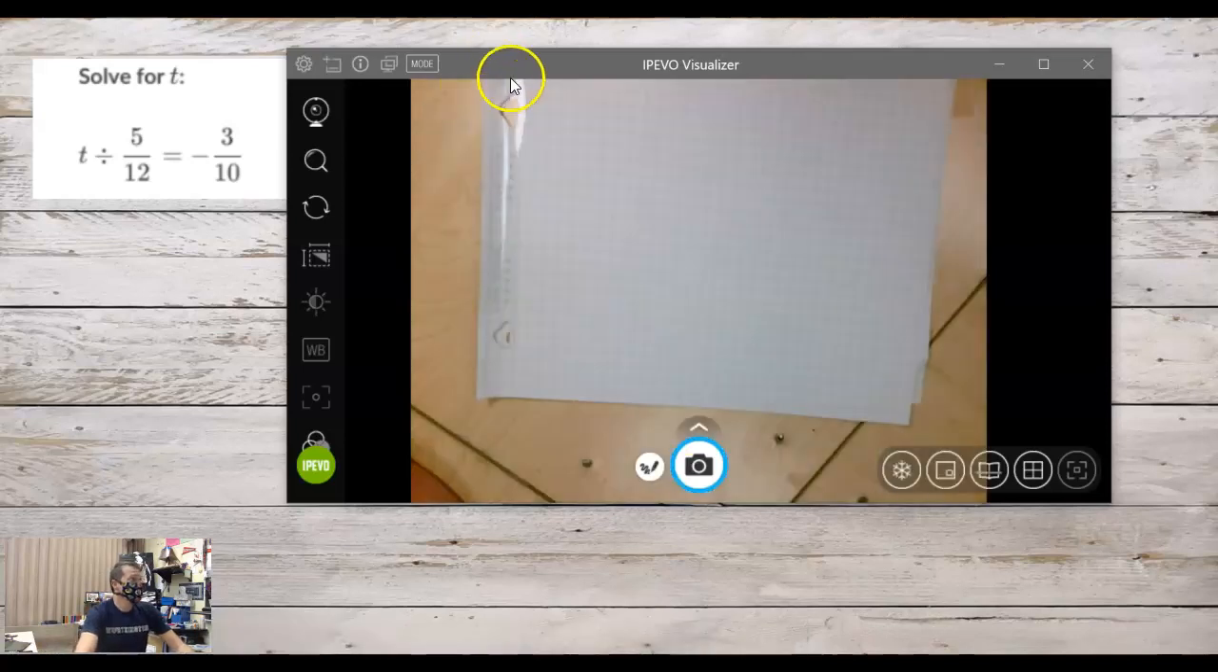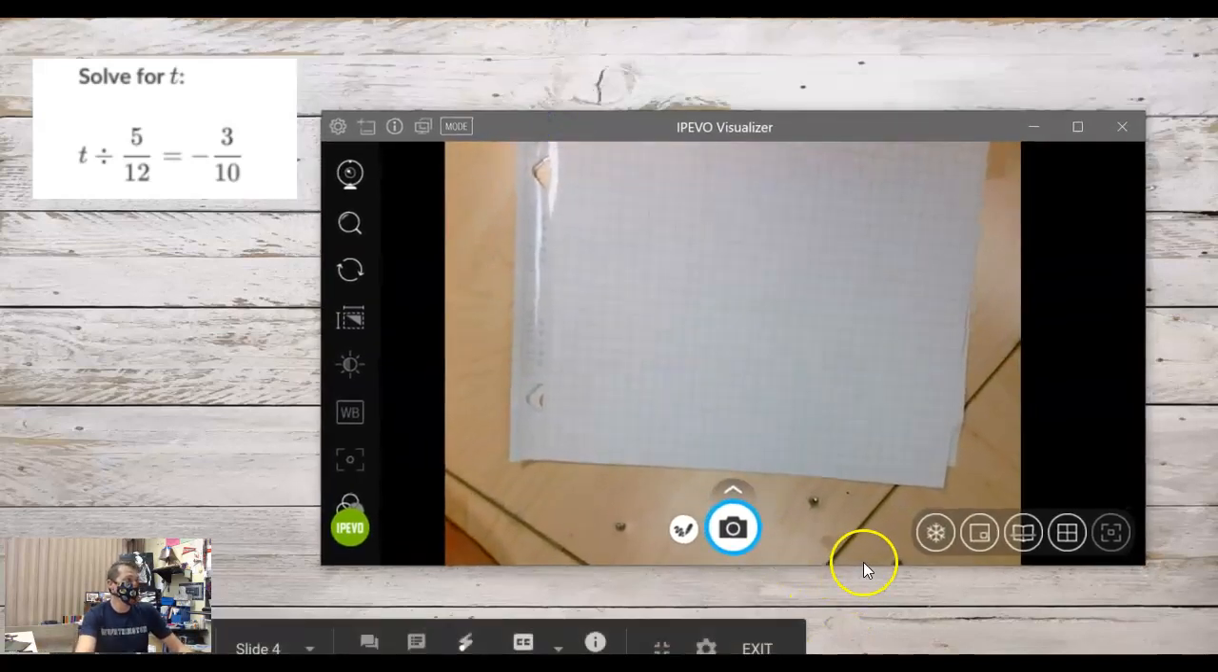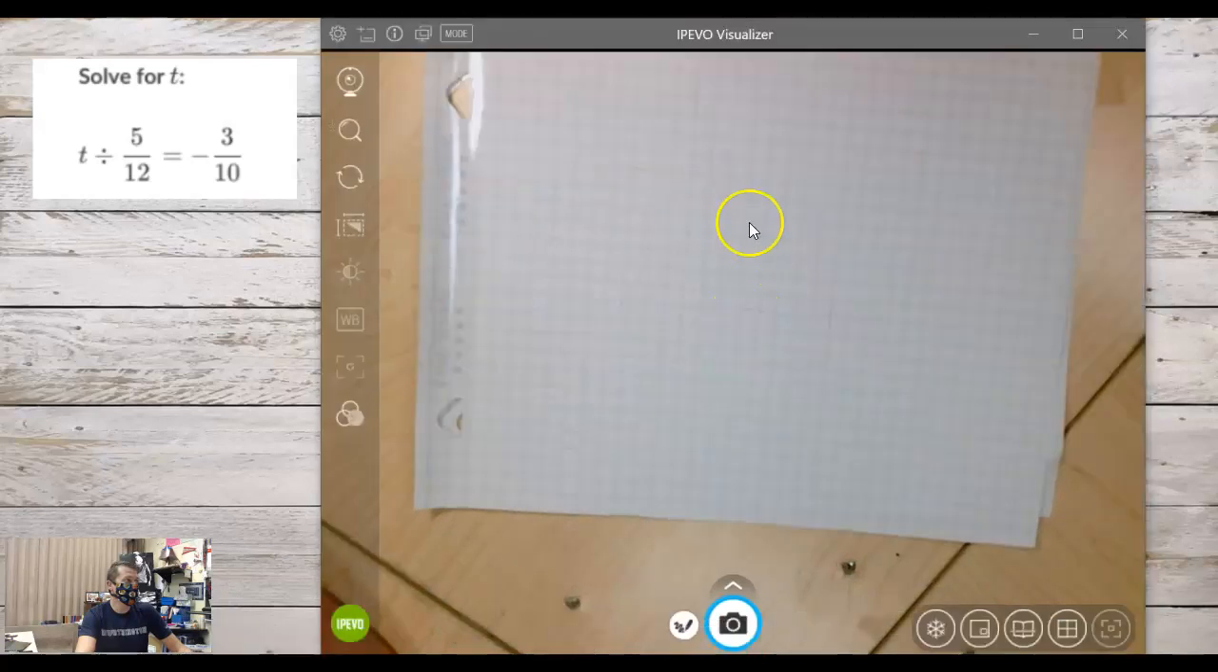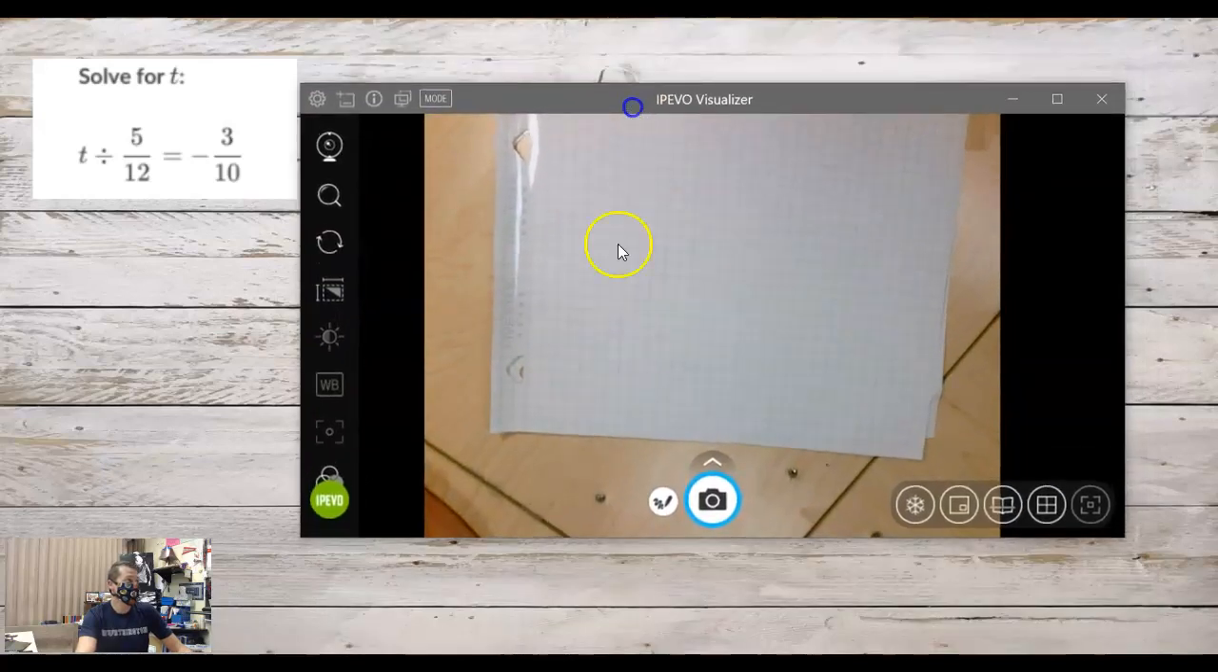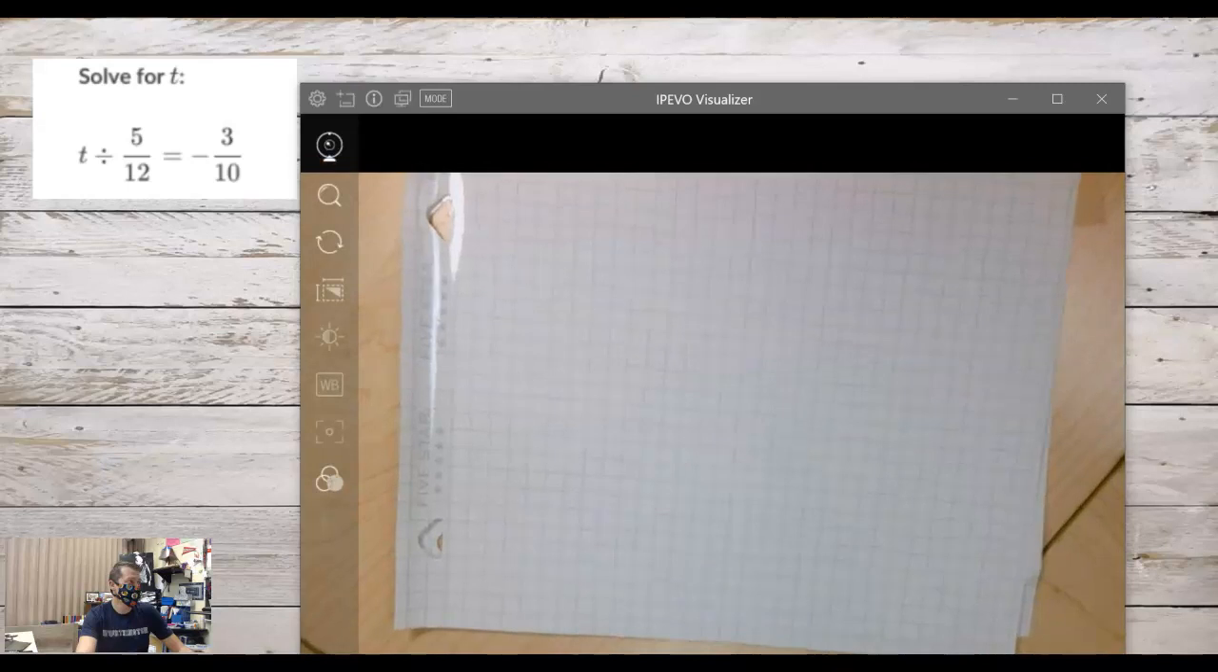All right, so this problem is another one of those fun solve for the variable, and by fun I mean not always fun because a lot of times there are different ways to do this.